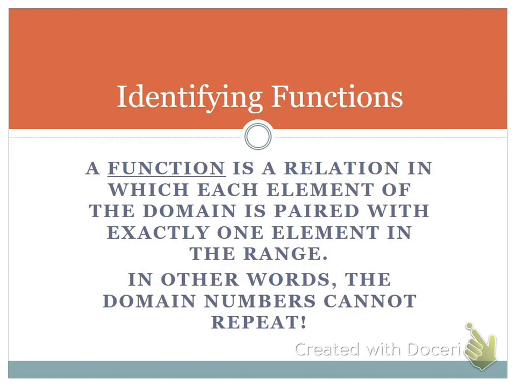A function is a relation in which each element of the domain is paired with exactly one element in the range. So it's a specific type of relation. In other words, the domain numbers cannot repeat. The range numbers can repeat, but the domain numbers cannot.